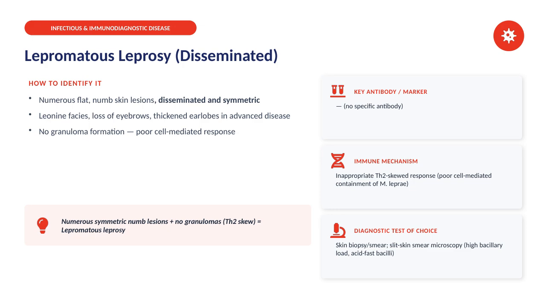The best way to diagnose it is through a skin biopsy or smear, particularly the slit skin smear microscopy that reveals a high load of acid-fast bacilli, confirming the presence of the bacteria causing the disease. The combination of numerous symmetric numb lesions without granulomas is a key clue pointing to lepromatous leprosy.